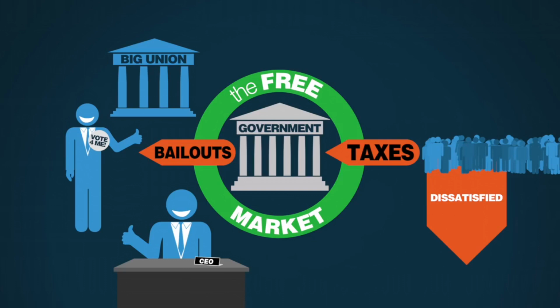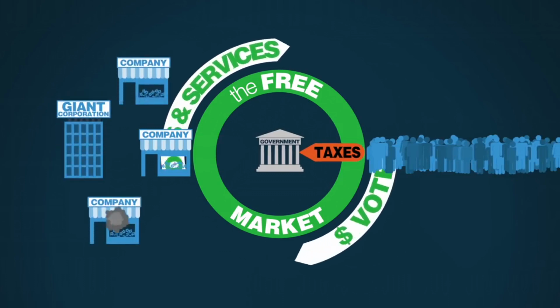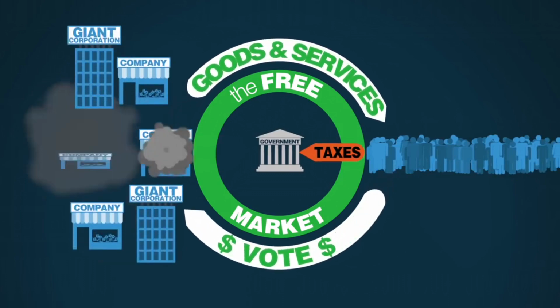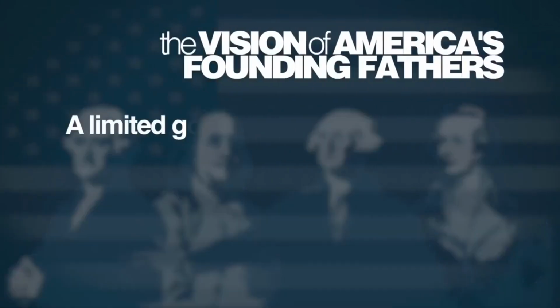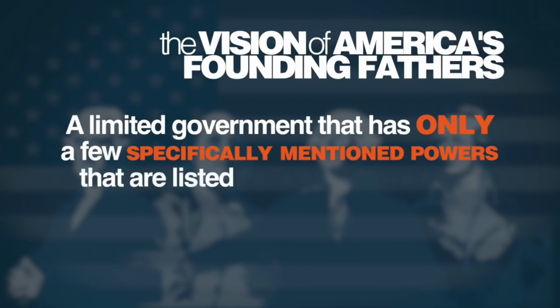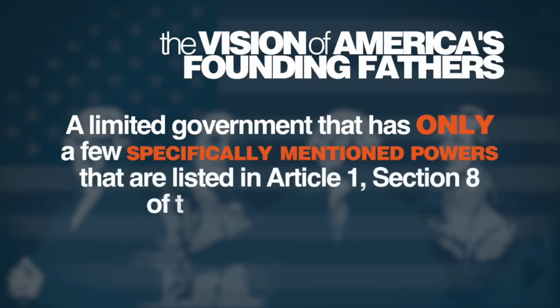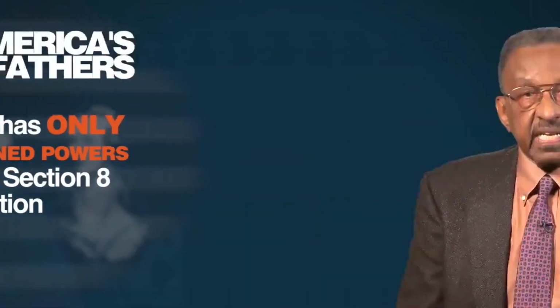That's why a free market system can only work if there is limited government. Limited government means you and I decide which businesses survive. That's the America that our founding fathers envisioned. A limited government that has only a few specifically mentioned or enumerated powers that are listed in Article 1, Section 8 of the United States Constitution. It's this brilliant limited government notion that produced the wealthiest nation in history.